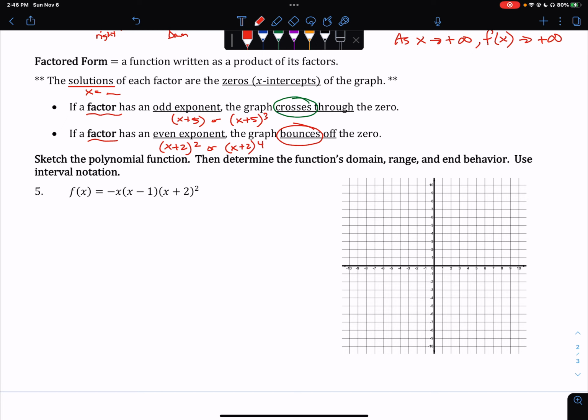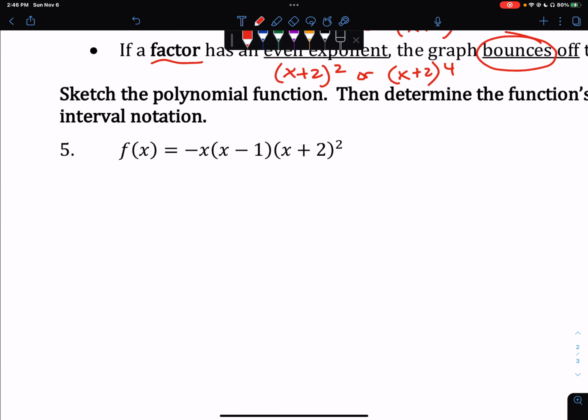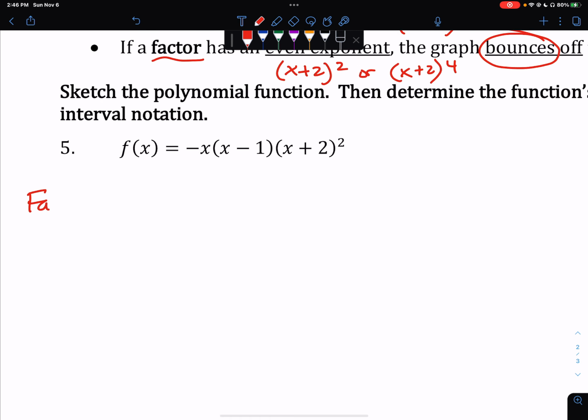So we'll notice this is in factored form. If I want to sketch this, first, what are my factors? In this case, we have negative x, and we have x minus 1, and we have x plus 2 squared. So we have 3 factors. If you want to consider this as 2 factors, you could, but we're going to leave that as squared for now.